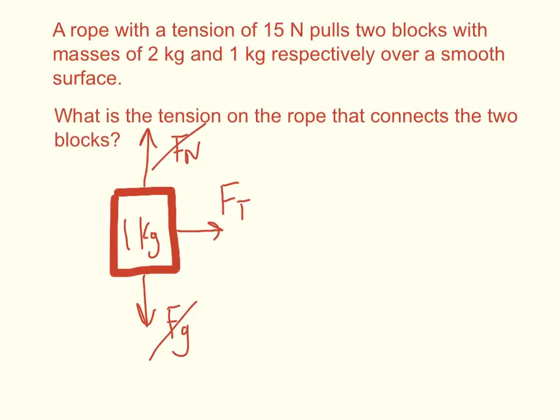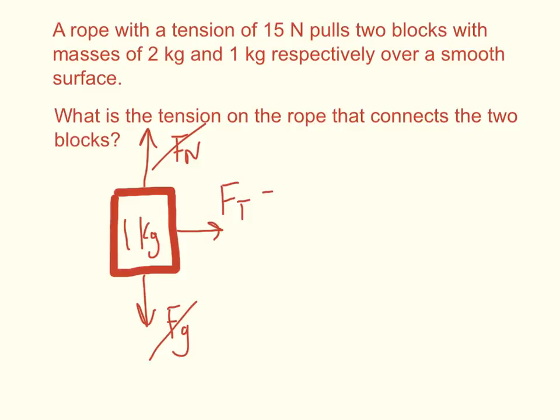Now finally, for the last part, we want to know the tension on the rope that connects the two blocks. For this part, we have to ask ourselves, how much mass is this rope actually pulling? Well, it doesn't matter that there's a 2 kilogram mass in front of it. All that matters is what's behind it, and we can actually see that in our free body diagram. We're not looking at both masses now, we are only looking at the 1 kilogram mass.